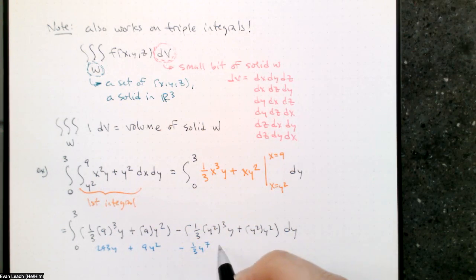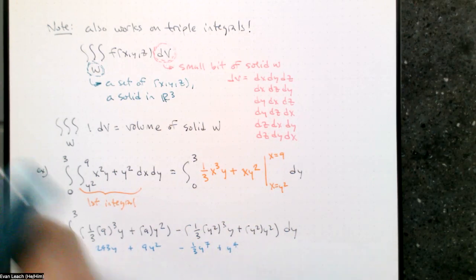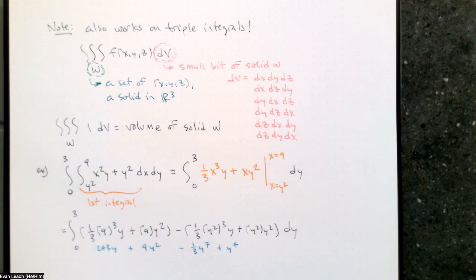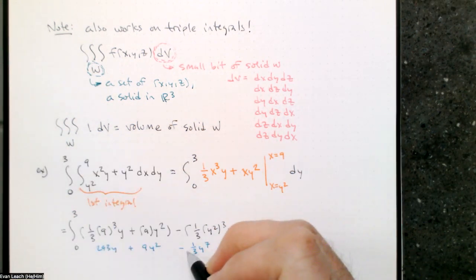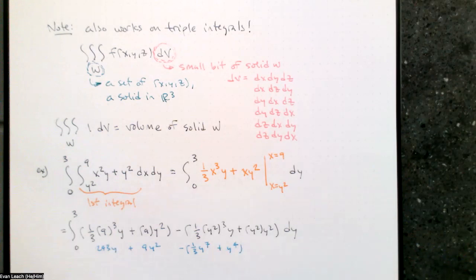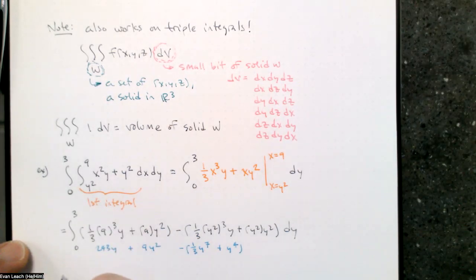And I've got here y to the 4th. Oh, and it's minus 6. And then this is the function that I'm going to want to integrate dy, so I can plug in from 0 to 3.